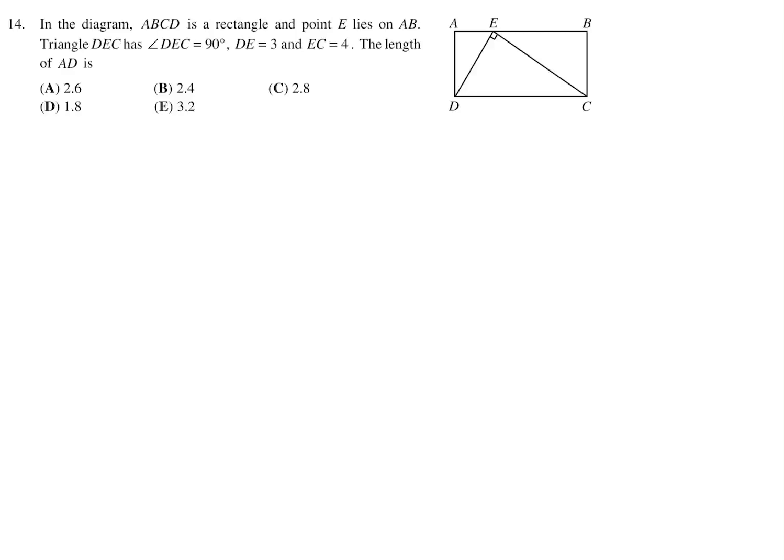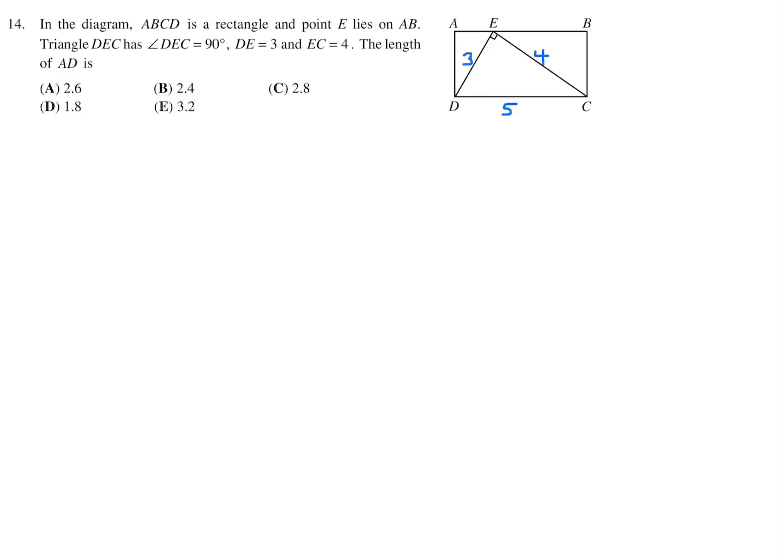In the diagram, ABCD is a rectangle and point E lies on AB. Triangle DEC has angle DEC equal to 90. DE is 3, EC is 4, the length of AD is. So let's start labeling. This is 3, and this is 4. And if you're in grade 11, by now I'm sure you know that this is a 3, 4, 5 triangle. You can use Pythagoras to verify that, since that is a right angle.